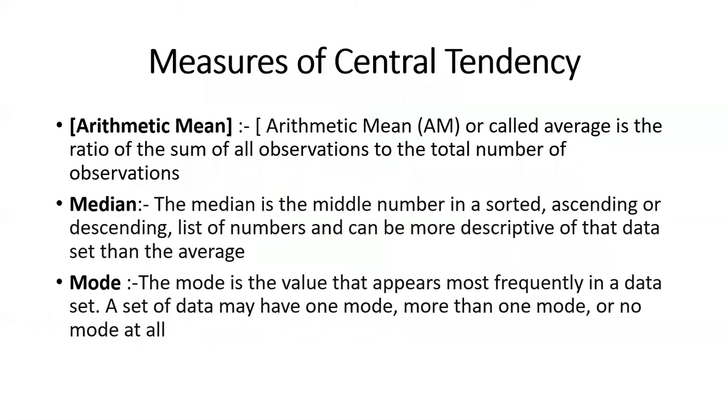Let's understand the measures of central tendency. I hope I have shown you the chart, so here we discuss them one by one. The first one is the arithmetic mean. Arithmetic mean or AM is called the average. It is just the ratio of the sum of all observations to the total number of observations. You are just calculating the average.